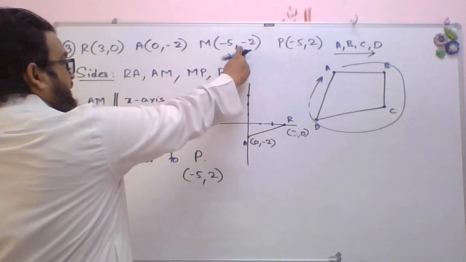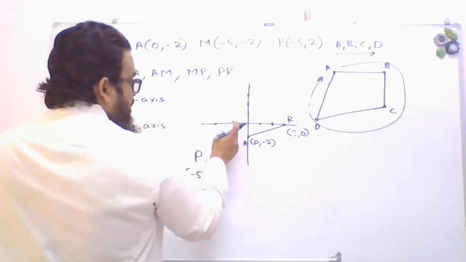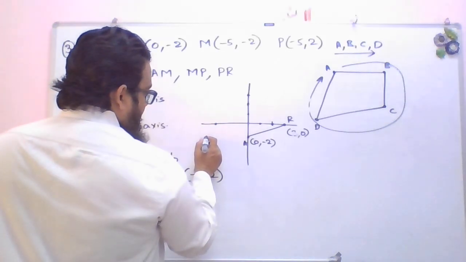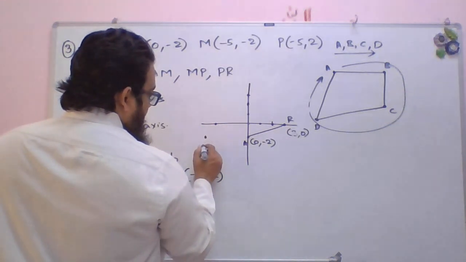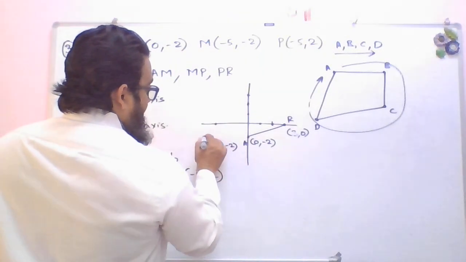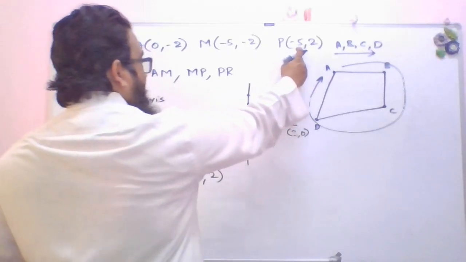And what is this? Minus 5 comma minus 2. Both are negative, so therefore third quadrant. 1 2 3 4 5. So minus 5 and minus 2. Let us take, for example, this is M, minus 5 comma minus 2. Let us join. Okay, and P is minus 5 comma 2.